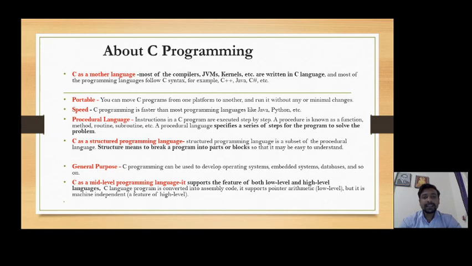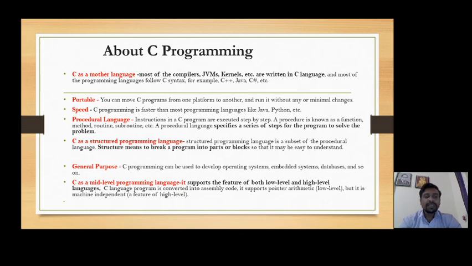Today's agenda is to try to understand the C programming language, and why it is considered so important, not only for a computer science student or a computer science professional, but also for different computer users who work or are willing to work with C programming. So let's try to understand in a bit of depth why C programming is considered one of the important programming languages.